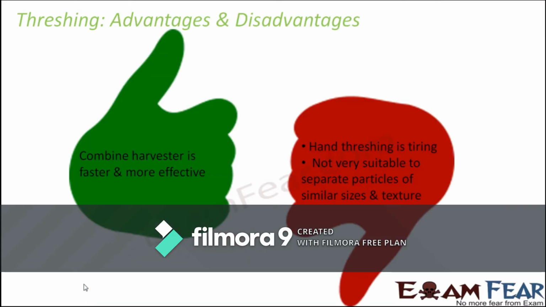Now, threshing also has its own advantages and disadvantages. When you talk about the advantage, if you talk about automated machines like the combine harvester, it is definitely faster and effective in doing its job. But hand threshing is very tiring, and this entire process of threshing is not very suitable for particles of similar sizes and texture, because in threshing you separate the grains from the stalks. The grains and the stalks are very much different from each other.